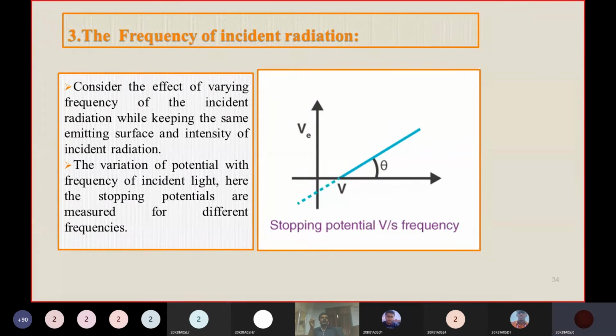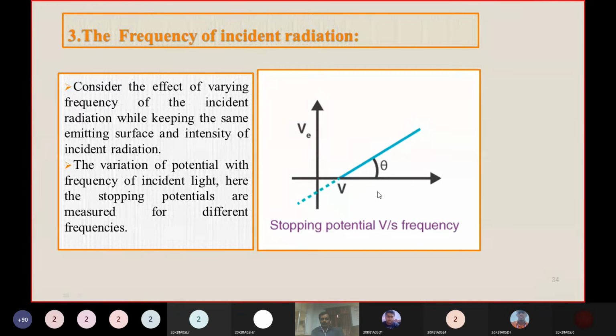Increase in kinetic energy, sir. Yeah, the number of electrons doesn't change. If you increase the frequency of light, the number of electrons doesn't change. The number of electrons depends only on the intensity, not on the frequency. If you increase the frequency, only the kinetic energy of the electrons increases. If the kinetic energy of the electrons increases, the stopping potential increases.